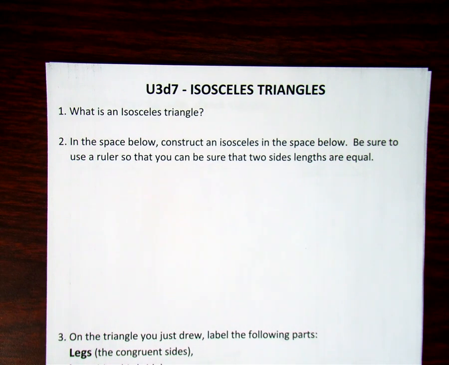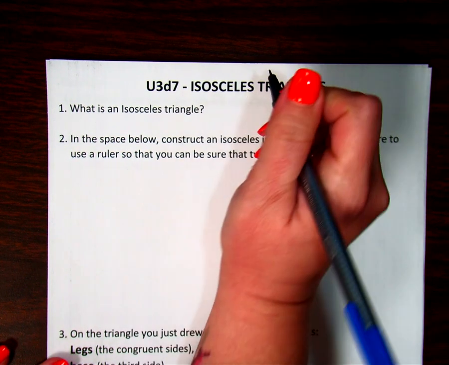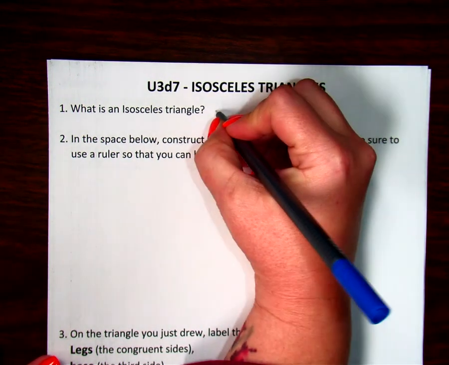Hi, today we're going to focus on isosceles triangles. So the first thing we want to do is review what it means to be an isosceles triangle. An isosceles triangle is a triangle with at least two congruent sides.